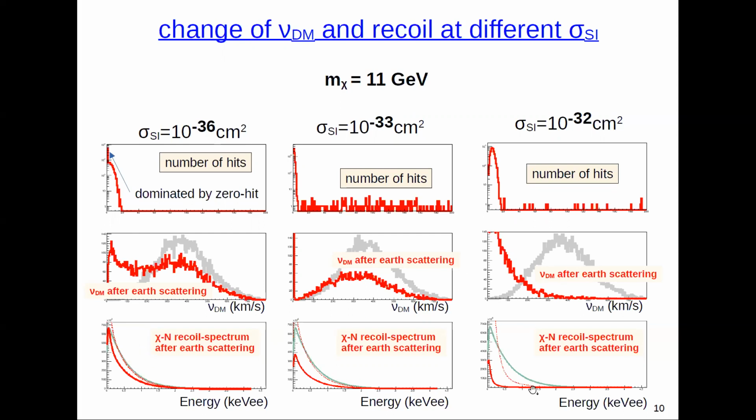Shown in the last row is the difference of the recoil spectrum before and after this scattering effect. You can see that when the cross section goes higher, we will measure fewer and fewer events, and in the end we will not measure anything if the cross section is too high.